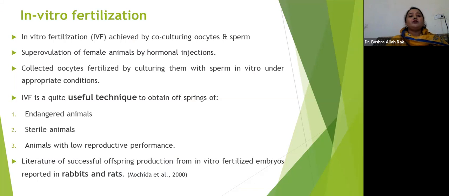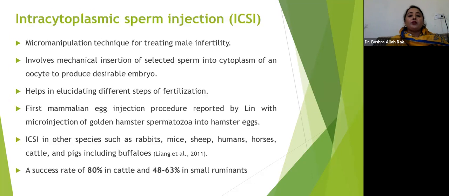Then coming to in vitro fertilization, it means that both male and female are unable to copulate naturally. In that case, we need to collect the oocyte from the female and the sperm from the male, and of course, culture them in the laboratory. This technique is being used successfully for endangered animals, as well as many sterile animals or animals with low reproductive ability.